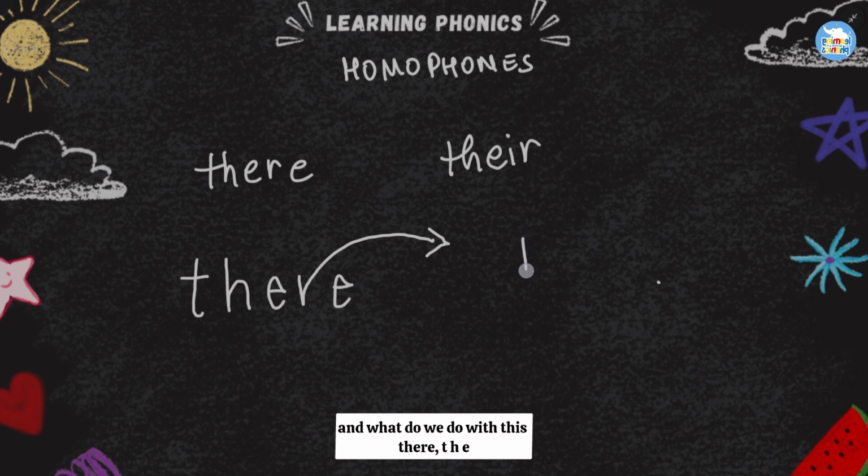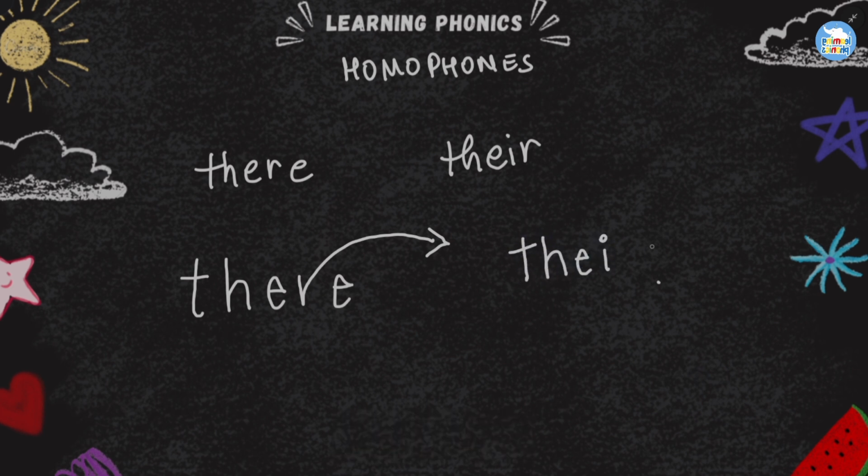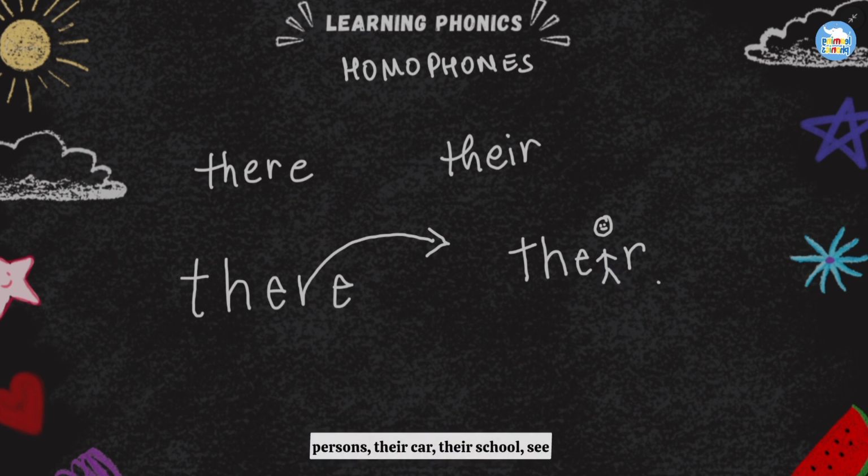And what do we do with this "their"? Their car, their school. What are you gonna do? Just make this dot of the I a little big, make eyes and a face, a little tiny hands and tiny feet. So this is a person's "their": their car, their school. See?